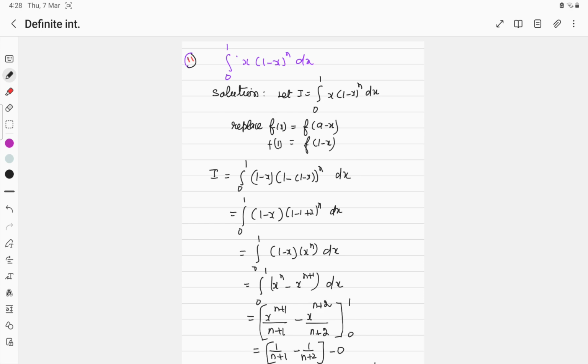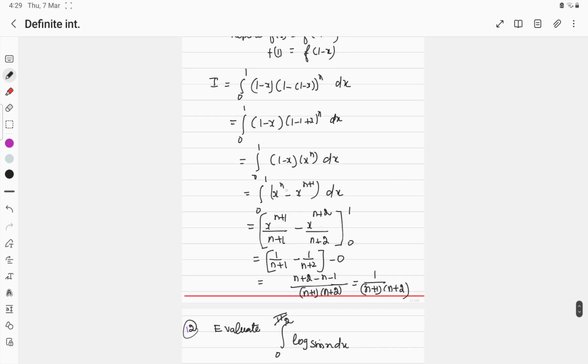Next one, 11th. Integral 0 to 1, x times (1 minus x) power n dx. Solution, take integral I is equal to 0 to 1, x (1 minus x) power n dx. Here we have to substitute f of x is equal to f of a minus x. We have to use the property. Here a is equal to 1. Therefore f of 1 minus x. So 0 to 1, x becomes 1 minus x. 1 minus x becomes here x power n. So multiplying, we get x power n minus x power n plus 1 dx.